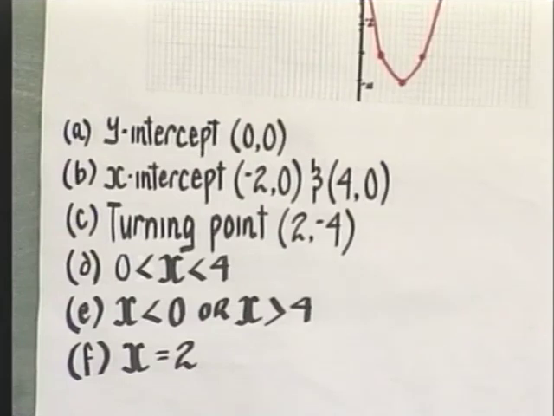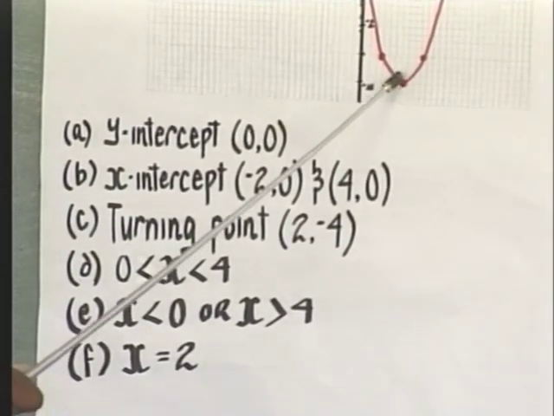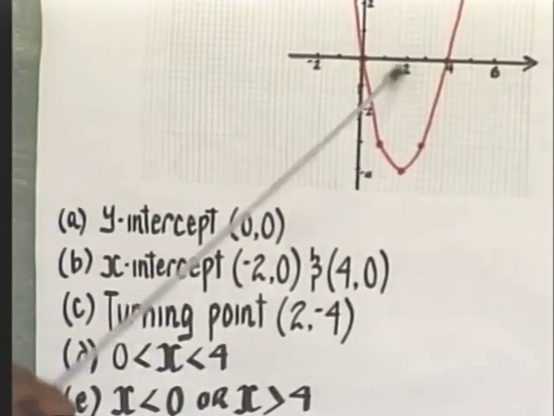The range of x values where y is negative: 0 is less than x, and x is less than 4. Okay, the range of x values where y is positive is x is less than 0 or x is greater than 4. The equation of the line of symmetry is where the turning point is, where x equals 2.